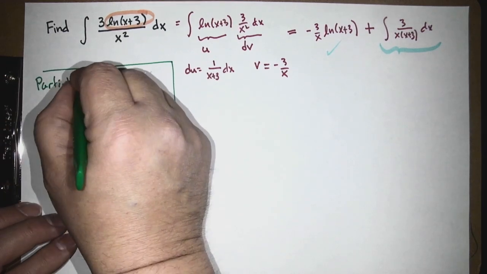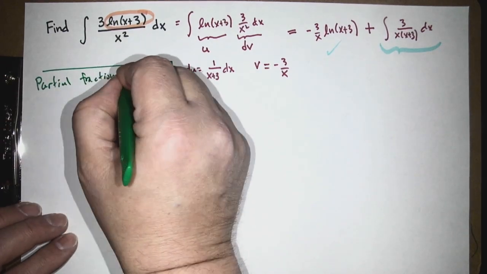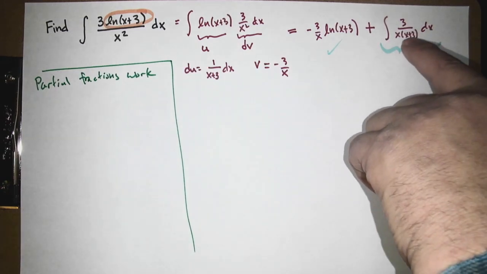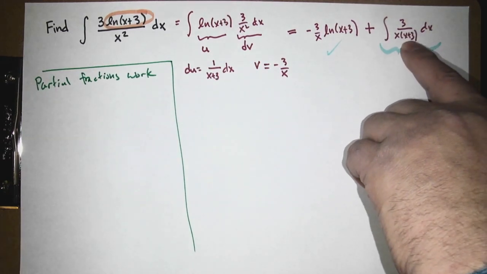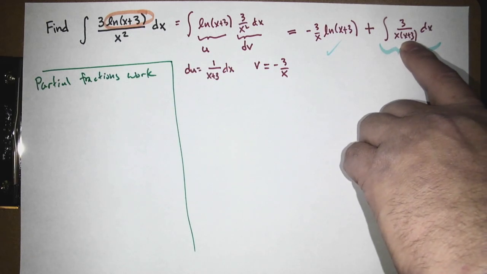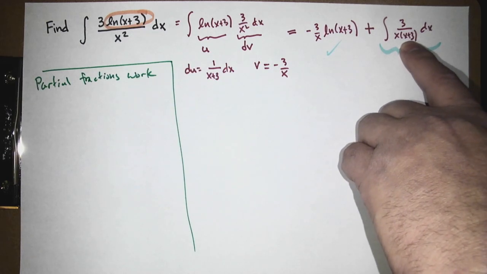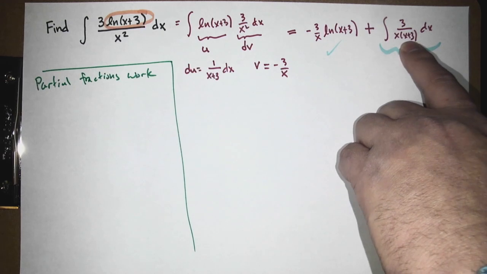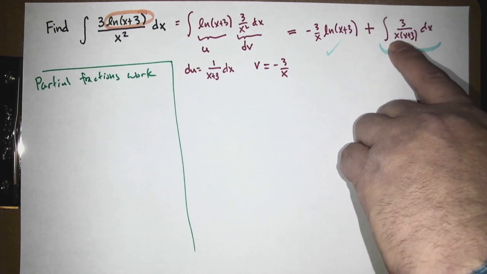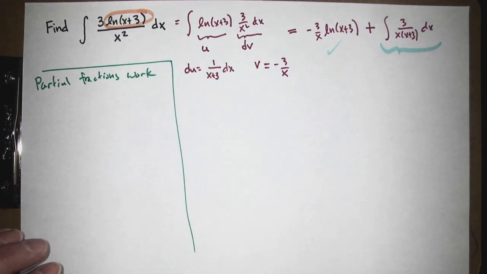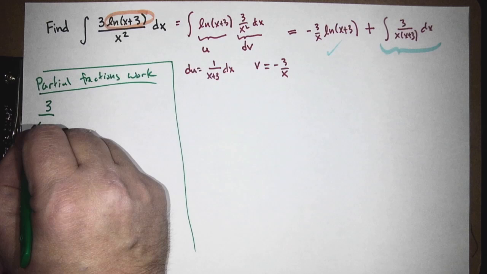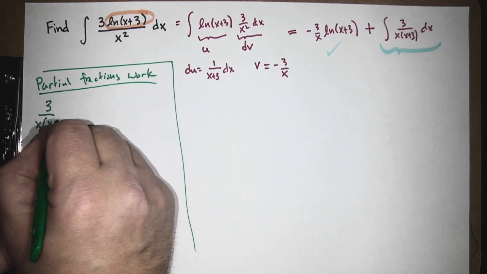Now, let's talk our way through the process. Do we have the degree upstairs less than the degree downstairs? Yes. Is the downstairs already factored for us? No. Yes. Yes, I like that. It was very quick. So it's already factored: x and x plus 3. So we jump right into the fun part. So we have 3 over x times x plus 3.